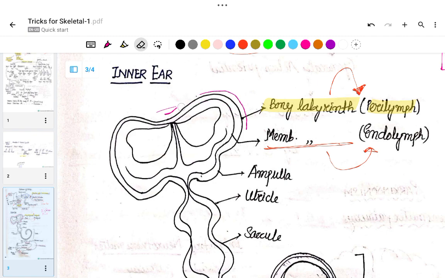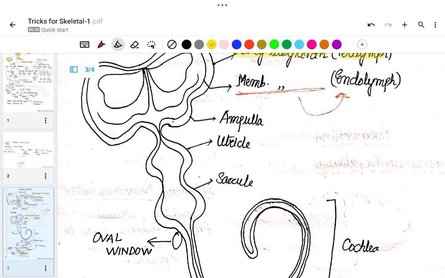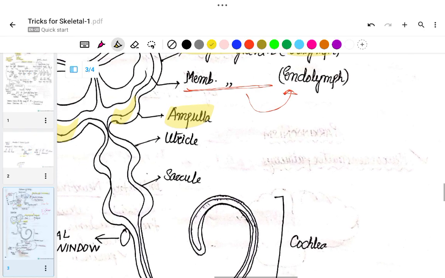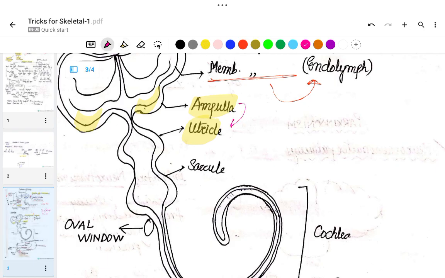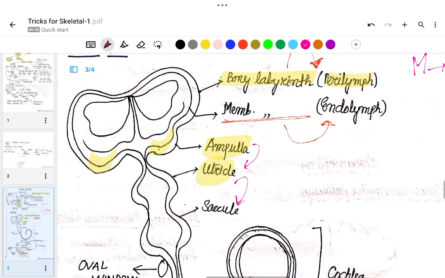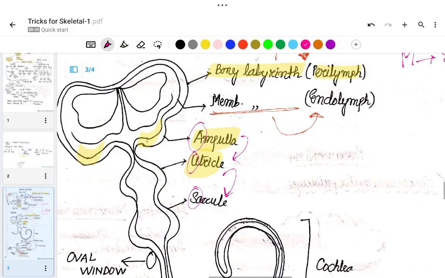Next we have the ampulla. This swollen part is the ampulla. We have also seen ampulla in the breast, in the lactiferous ducts. This is the utricle. So first is the ampulla, then comes the utricle, then comes the saccule. You can also remember AUS.